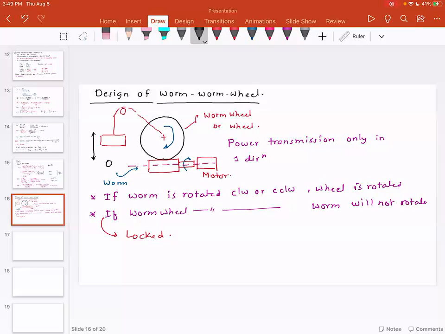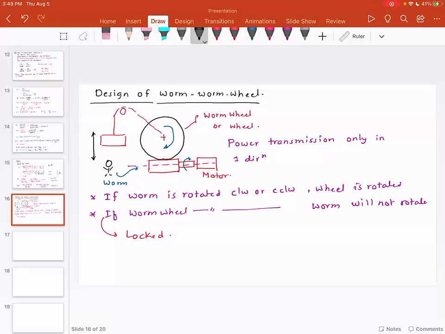Imagine a case that someone is standing over here. You don't want that load to run away and fall on the ground and cause injury. So if you have a worm wheel type of mechanism, it's sort of a fail-safe mechanism. In the case of power failure, the worm wheel will get locked.